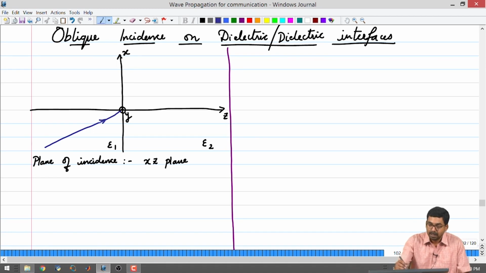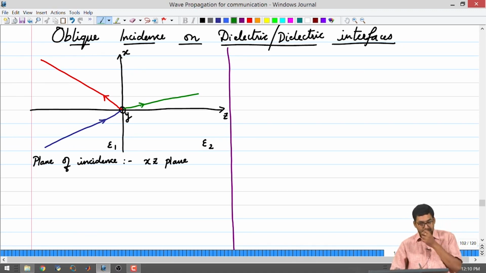So, that means that you are going to be having some reflected ray going out like this, right, and you are going to have a transmitted ray, let us say going like this. Okay. So, in this configuration the plane of incidence is xz, okay, and z has the discontinuity in the dielectric permittivity. Okay.